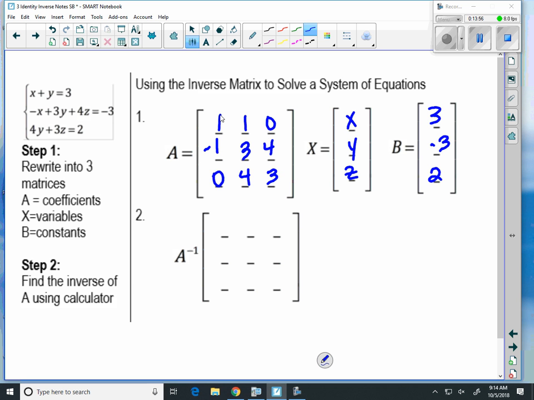Yeah, just X, Y, and Z. It's just your variable. And you'll see why here in a little bit. It makes sense. Any questions on filling in A, X, or B? All right, good news, you can just use your calculator to find the inverse of that matrix. So we're going to go ahead and enter that in our calculator.